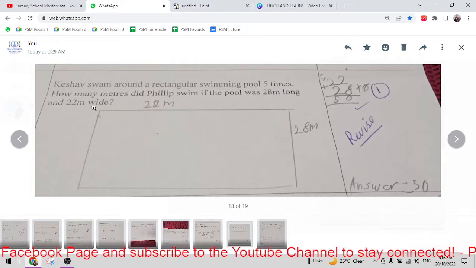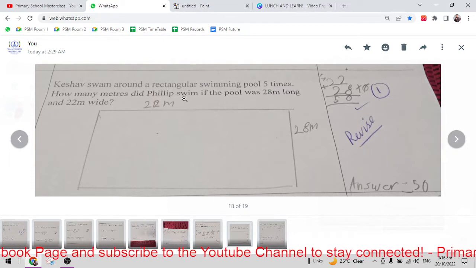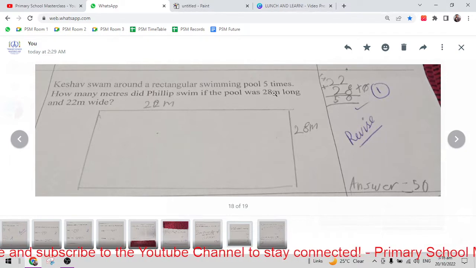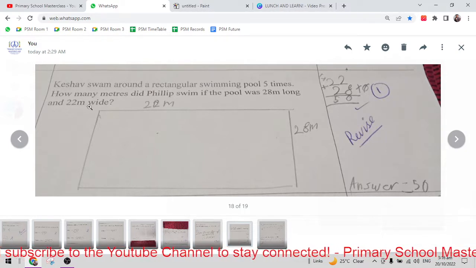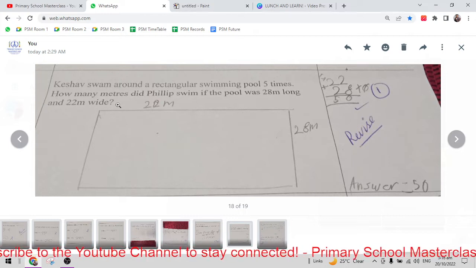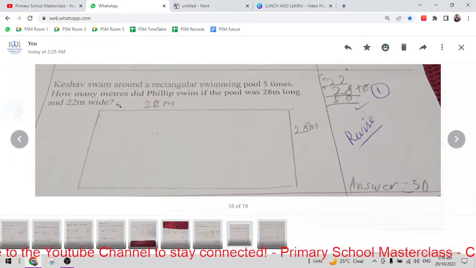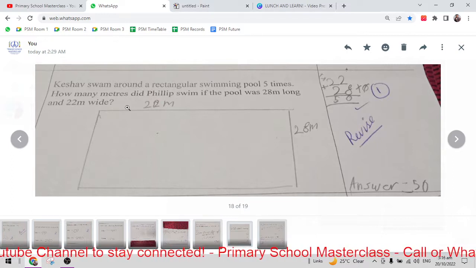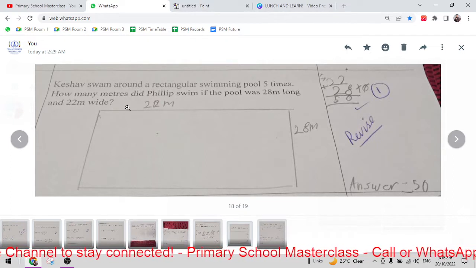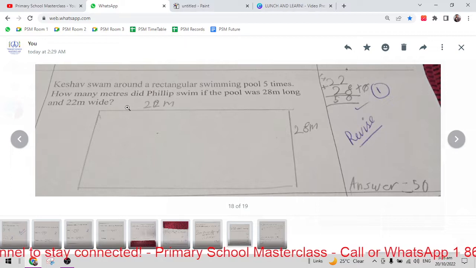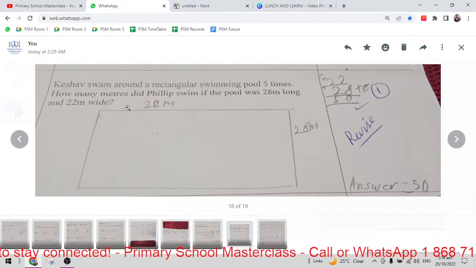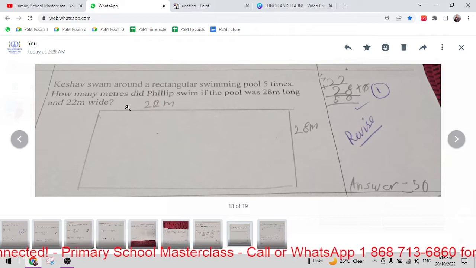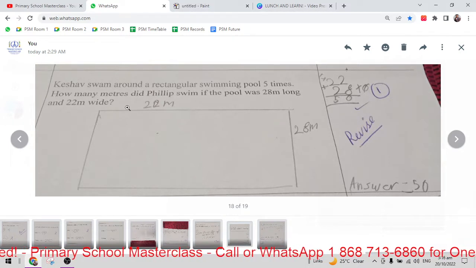How many meters did Philip swim if the pool was 28 meters long and 22 meters wide? Okay, let me just make sure this question here. Keshav swam around a rectangular swimming pool 5 times. Good. How many meters did Philip swim?